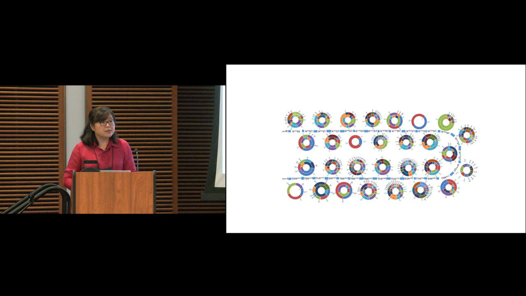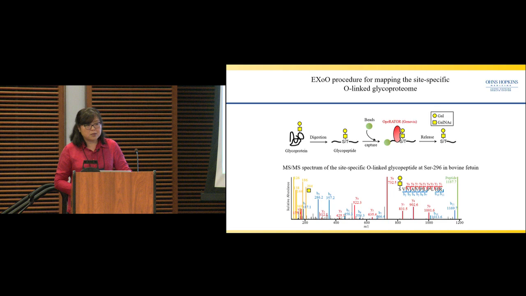Recently we also investigated a similar strategy for O-glycoproteomics. Again, we capture the digested peptides on the solid phase. Recently, an O-linked glycosidase was released. The enzyme, OpeRATOR, can cut the N-terminal side of type 1, core 1 O-linked structures to release the glycan with the peptide, allowing us to identify O-linked glycopeptides with core 1 glycan.